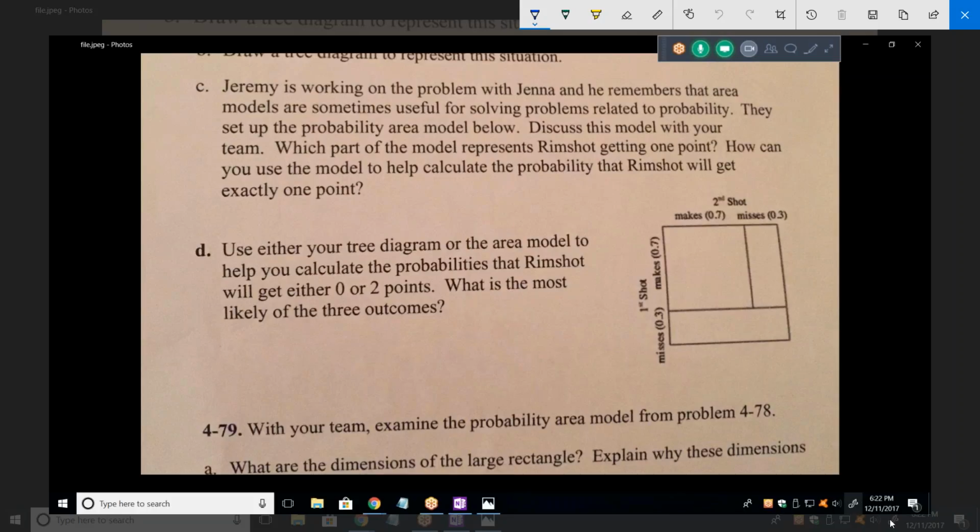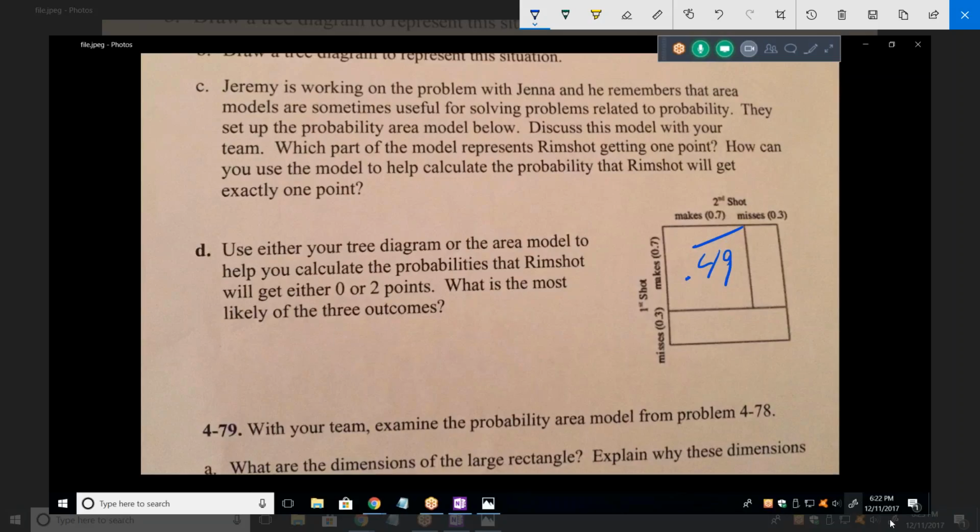But you can kind of see how this works. What's the area of that section right there? What's the area of that square? It's the area of a square, so 0.7 times 0.7. Exactly. That's 0.49. All right. That's the odds of making both points. Oh, so that's like, okay, I see what that is. I didn't get what that was for a second.